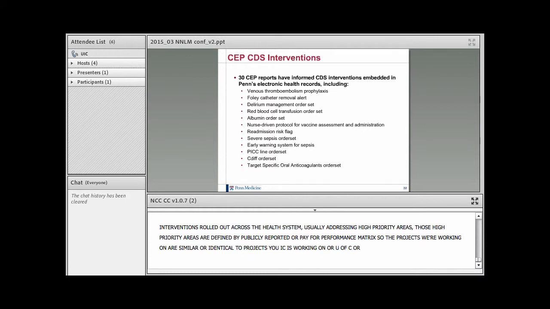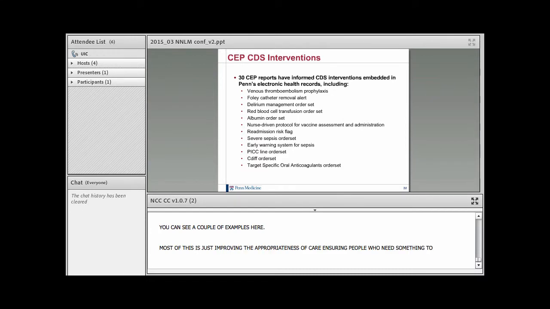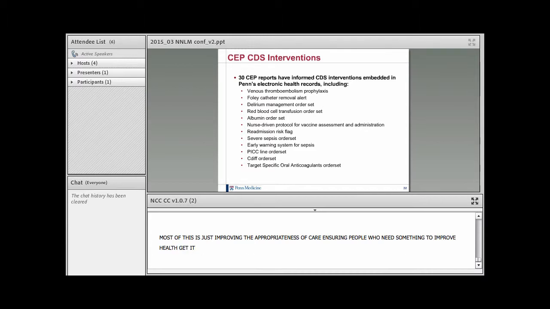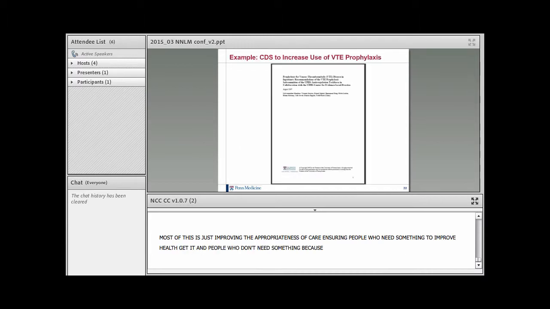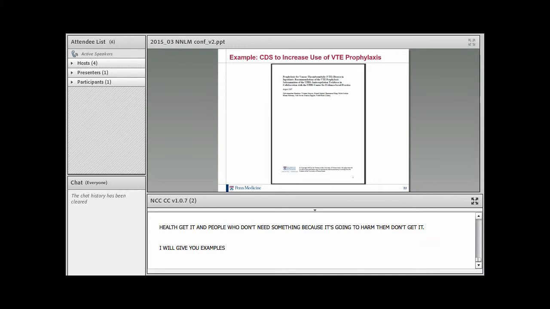You could see a couple examples here. And most of this is just improving the appropriateness of care, ensuring that people who need something to improve their health get it, and people who don't need something because it's going to harm them don't get it. So I'll give you a few examples just to illustrate the value of decision support when it's done right.